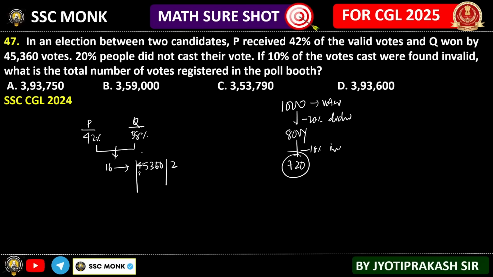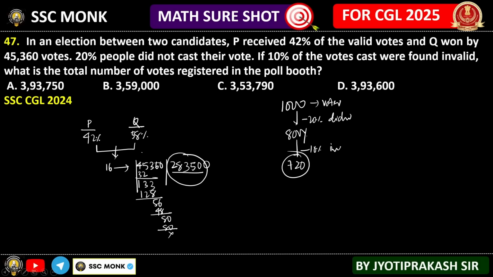16 2s are 32. 16 3s are 48. 16 8s are 128. That is equal to 56. 16 3s are 48. That is equal to 80. 16 5s are 80. Cross out. So 16% is equal to 2835. So 100% is equal to 283500. This was 1%. So 100%.